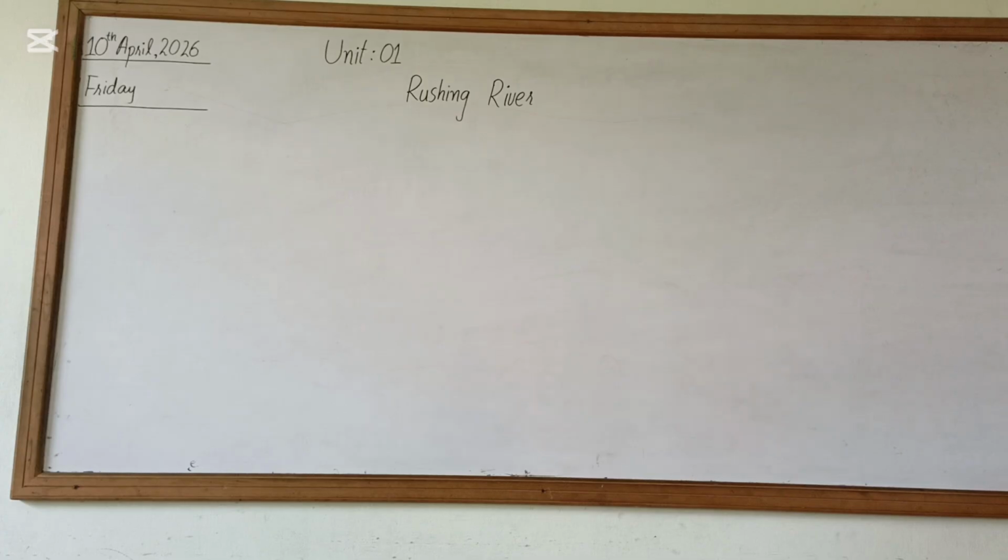As you can see, it's written clearly on the board. That's unit number 1, Rushing River, and it's on page number 9 of your textbook. So I request you all to open page number 9 of your textbook, Language Tree 4. Page number 9. Have you all opened it?